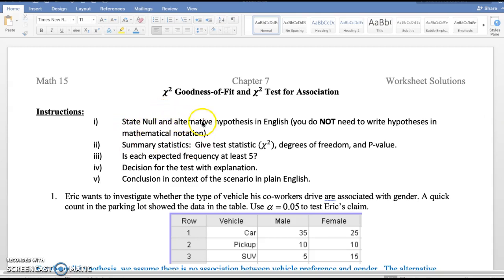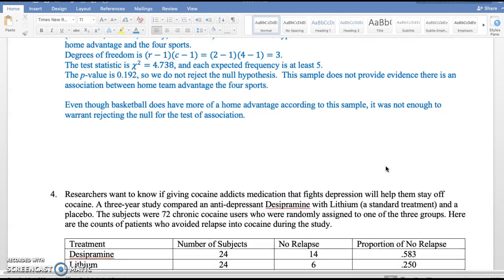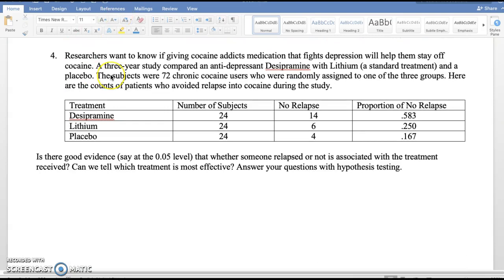I want to make sure to state the null and alternative hypothesis in English, give the test statistic, degrees of freedom, p-value, make sure we have expected counts of at least 5, give the decision for the hypothesis test, reject or not reject, and then write a conclusion in plain English. All right, so we went through 1 through 3, so I want to look at number 4.